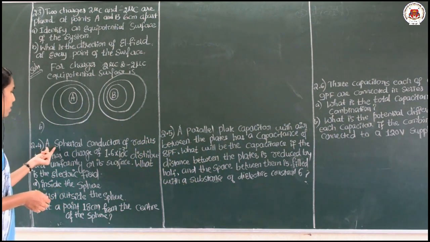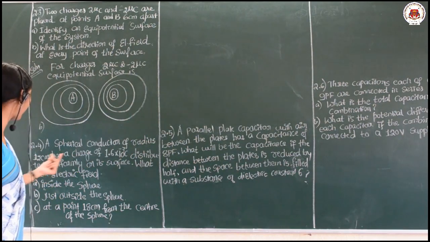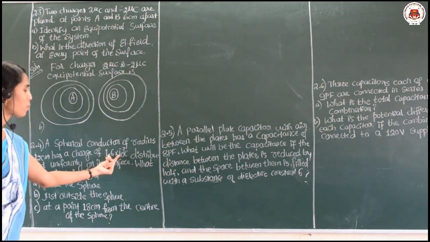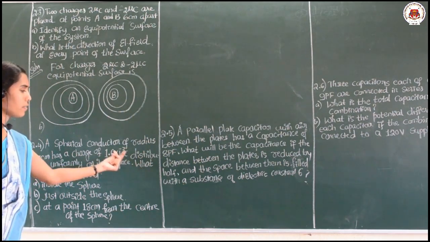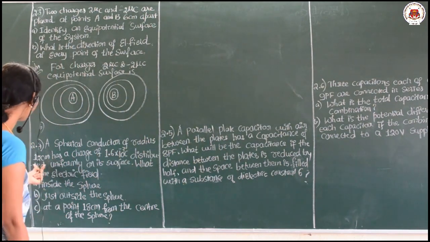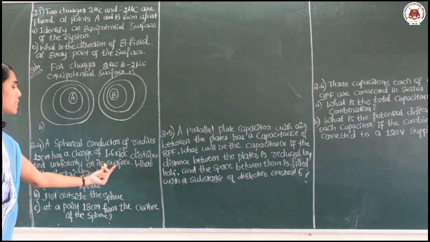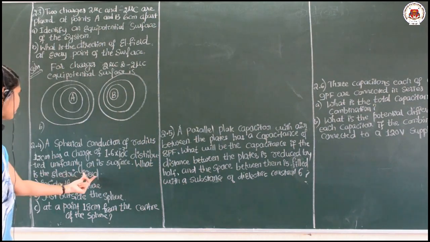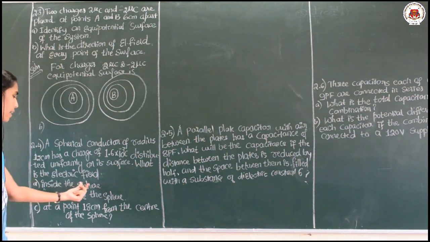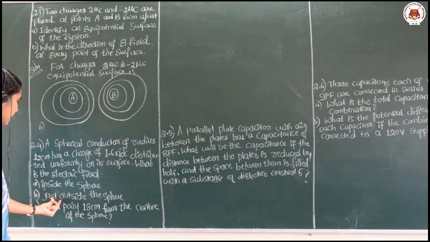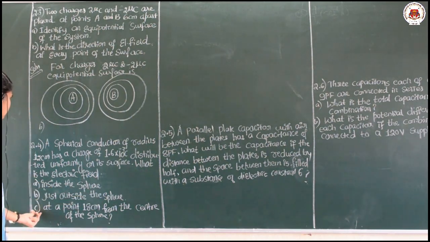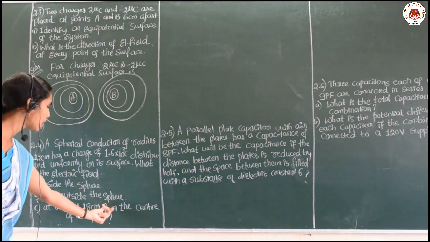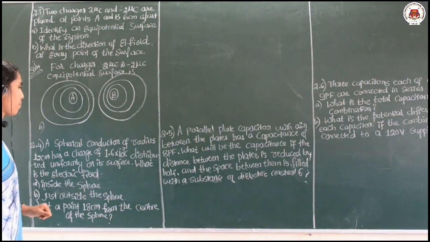2.4. A spherical conductor of radius 12 centimeter has a charge of 1.6 into 10 raised to minus 7 coulomb distributed uniformly on its surface. What is the electric field? First, inside the sphere. Second, just outside the sphere. Next, at a point 18 centimeter from the center of the sphere.